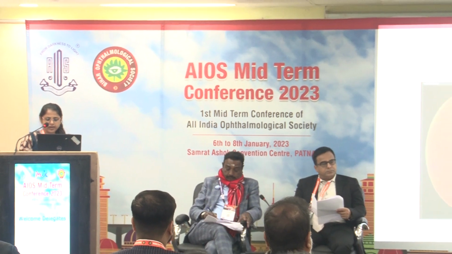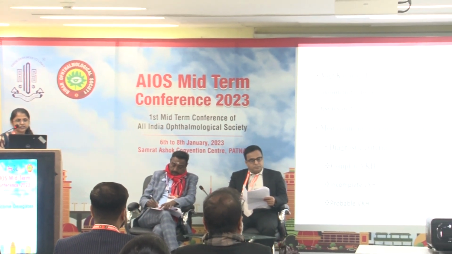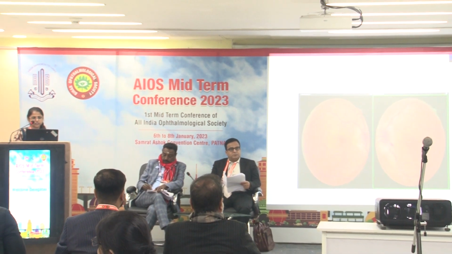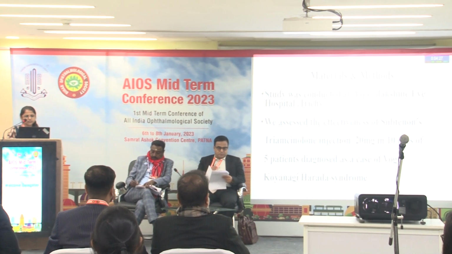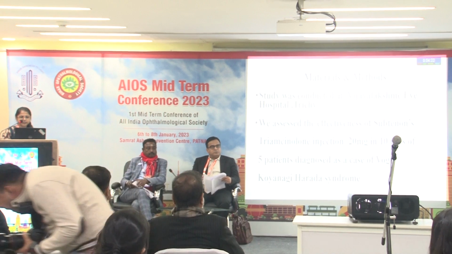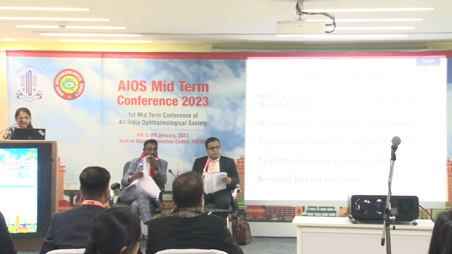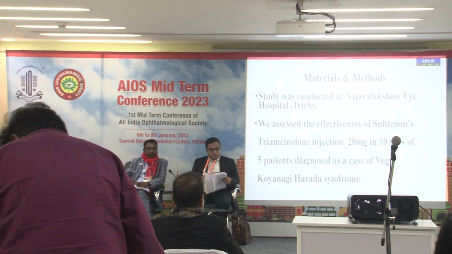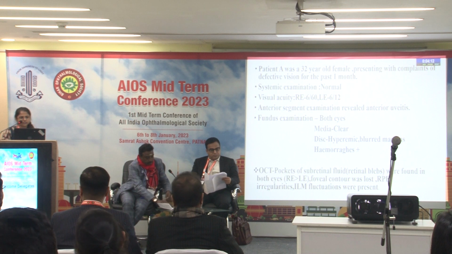As we all know, VKH syndrome is an idiopathic multi-system autoimmune disease featuring inflammation of the melanocyte-containing tissues such as the skin, uvea, ear and the meninges. Based on the revised diagnostic criteria, we classify them as complete VKH, incomplete and probable VKH. Our study was conducted at Vijayalakshmi Eye Hospital, Trichy. We assessed the effectiveness of subtenon triamcinolone injection 20 mg in 10 eyes of 5 patients diagnosed as probable VKH syndrome. So I'm discussing a few case scenarios.